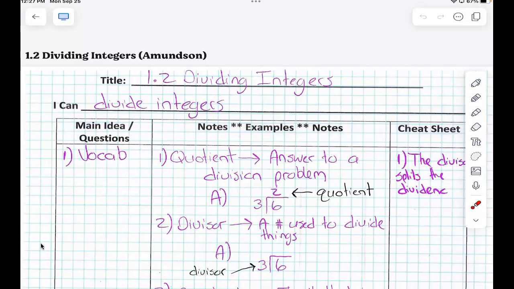We finished off this note on Friday. Today is Monday, and we're just going to make a quick video and move into the assignment. So, a nice little review before we get into the assignment of what we did with dividing integers. The title is 1.2 dividing integers. I can divide integers, true or false?